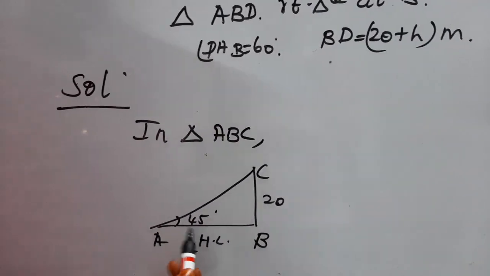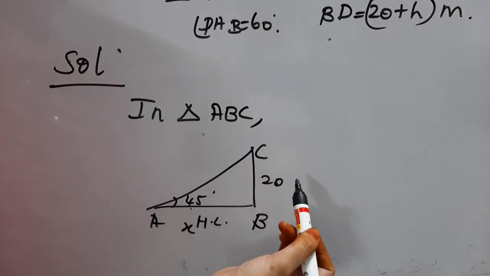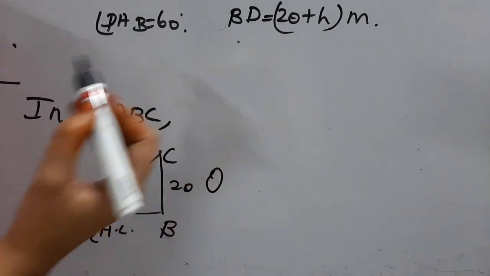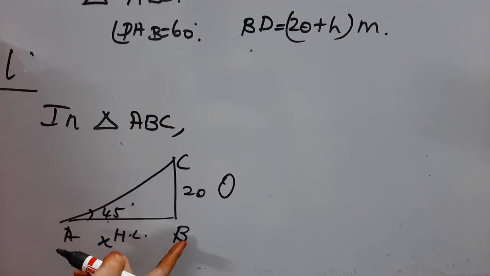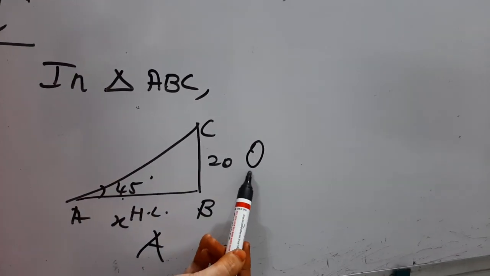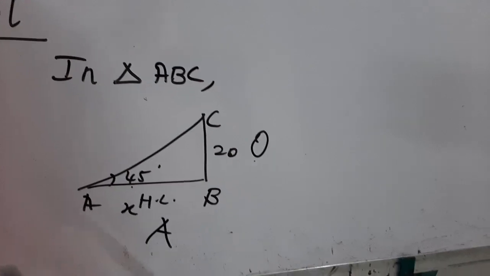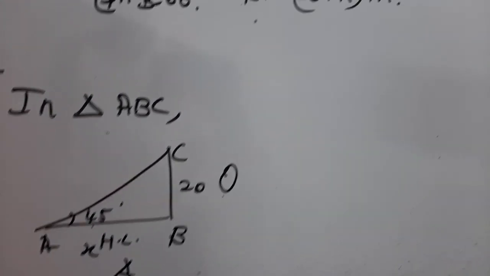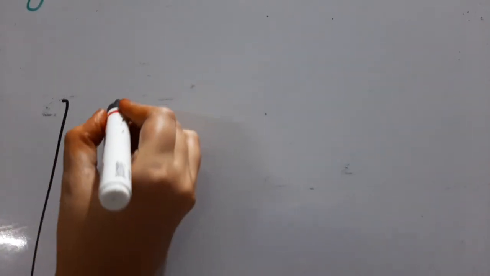Now in this triangle, angle A is 45 degrees. So which is your opposite side? BC is your opposite side. And which is your adjacent side? This side which holds the angle 45 degrees. So that is AB. With respect to opposite, I want to calculate my adjacent. So which trigonometric ratio can I go for? Tan I can go for.